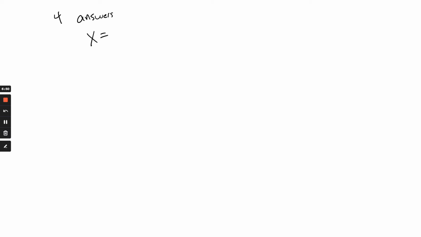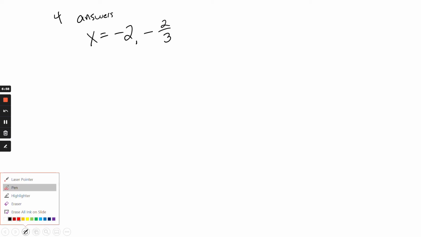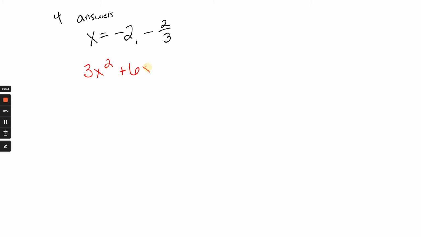Already, I know that x equals negative 2 from synthetic division, negative 2/3 from synthetic division, and I had the quadratic 3x squared plus 6x minus 6. That's going to give me my other 2 answers. Now, looking at this problem, I do notice that I could factor out a 3, so I'm going to maybe see if that helps me out a little bit. And then, unfortunately, I can't factor that one anymore. So I'm just going to have to do quadratic formula.